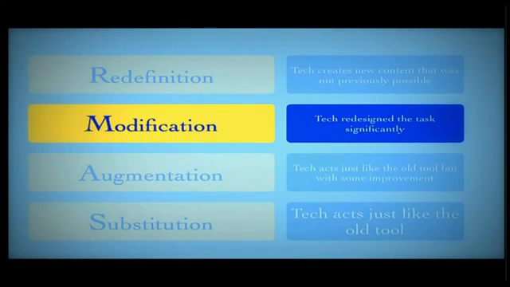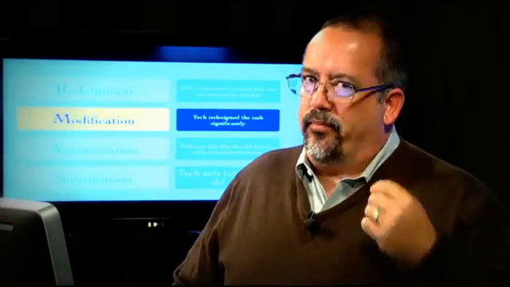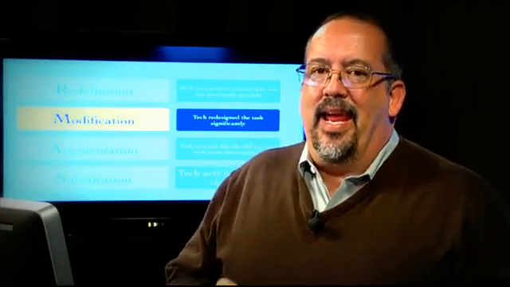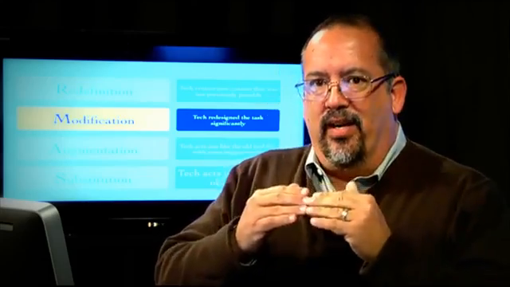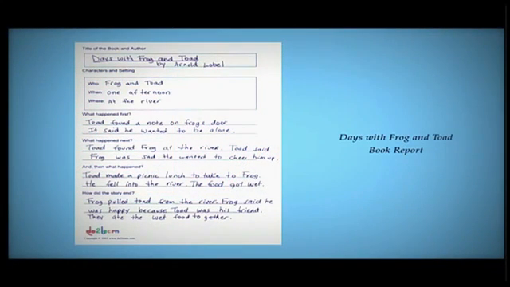In substitution and augmentation, the students pretty much could do the assignment without technology. When you get into modification and redefinition, what we're looking at there is that they can't do the assignment without technology and integrating technology into that lesson. So let's look at a typical book report. This is a book report for a book called Days with Frog and Toad. And so this is kind of a typical thing where a student reads a book and then the teacher has a student answer a few prompts about the book. And that's kind of a typical quick way of doing a book report.